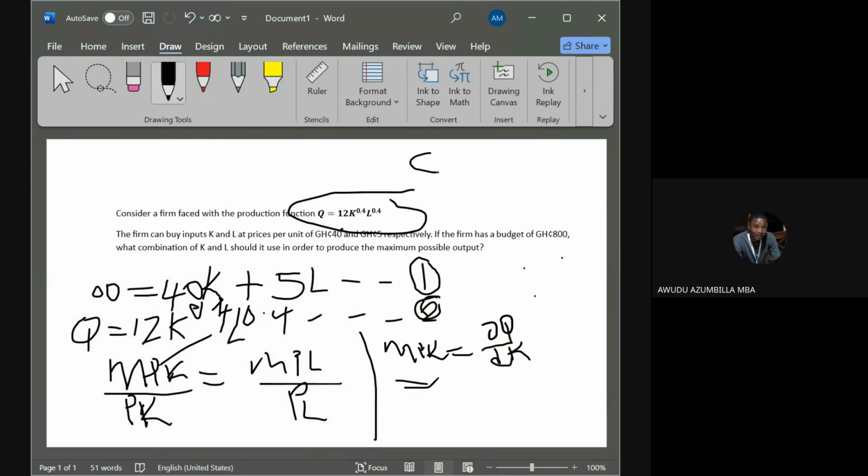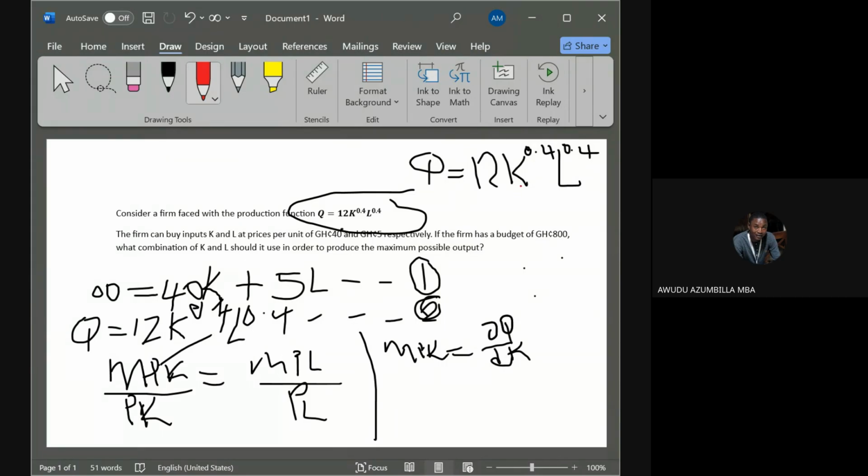So Q, let me write it here boldly so that we can all see. It's equal to 12 K to the power 0.4 and then L to the power 0.4. So this is what we are differentiating. Here we are going to differentiate with respect to capital and also differentiate with respect to labor. So let's do the differentiation together.